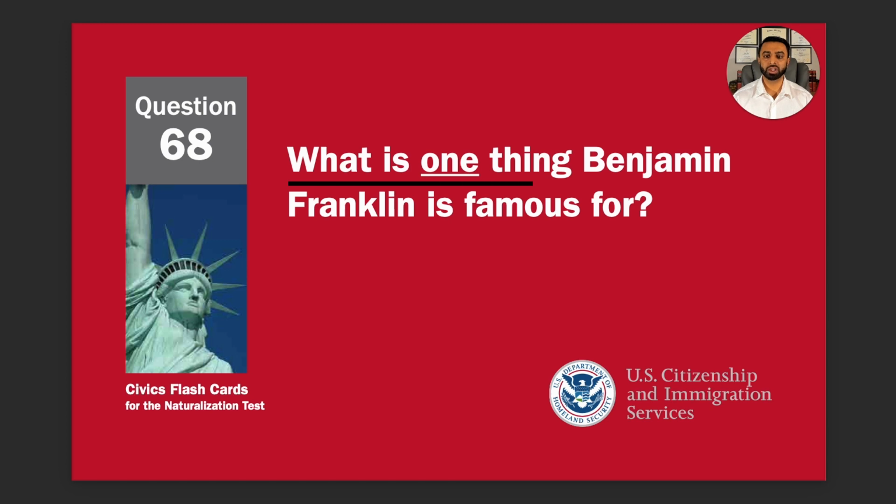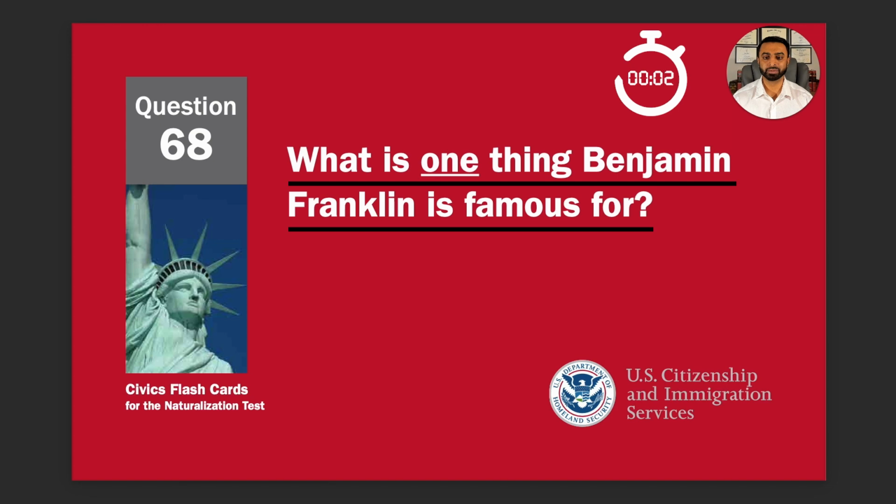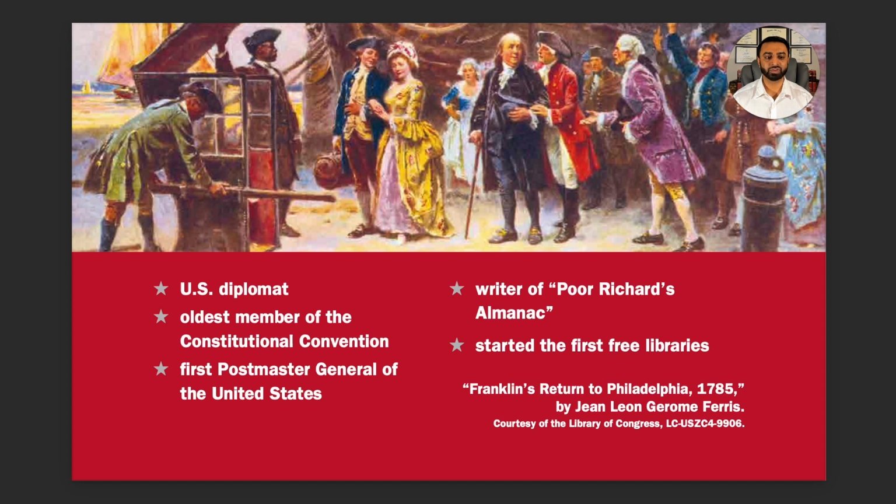What is one thing Benjamin Franklin is famous for? Benjamin Franklin is famous for being a U.S. diplomat, the oldest member of the Constitutional Convention, the first Postmaster General of the United States, writer of Poor Richard's Almanac, and he started the first free libraries. You only need to memorize 1 of these answers.